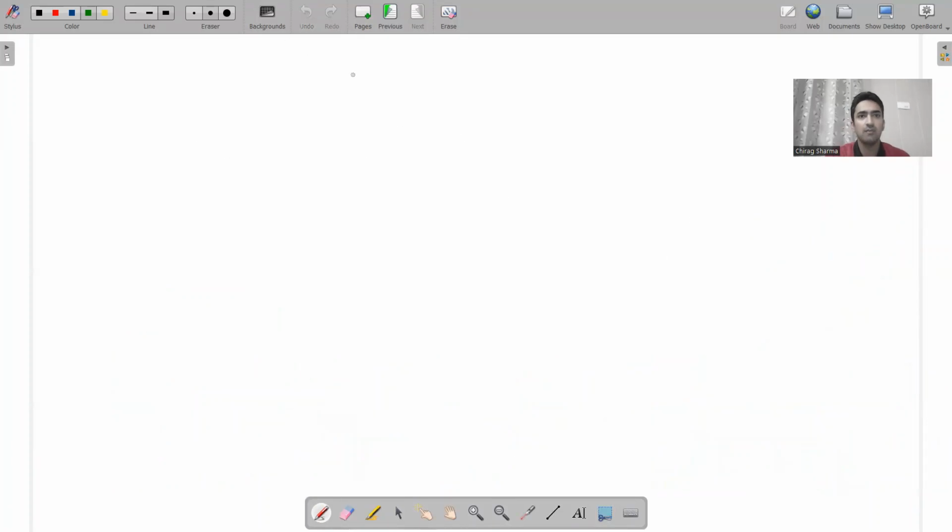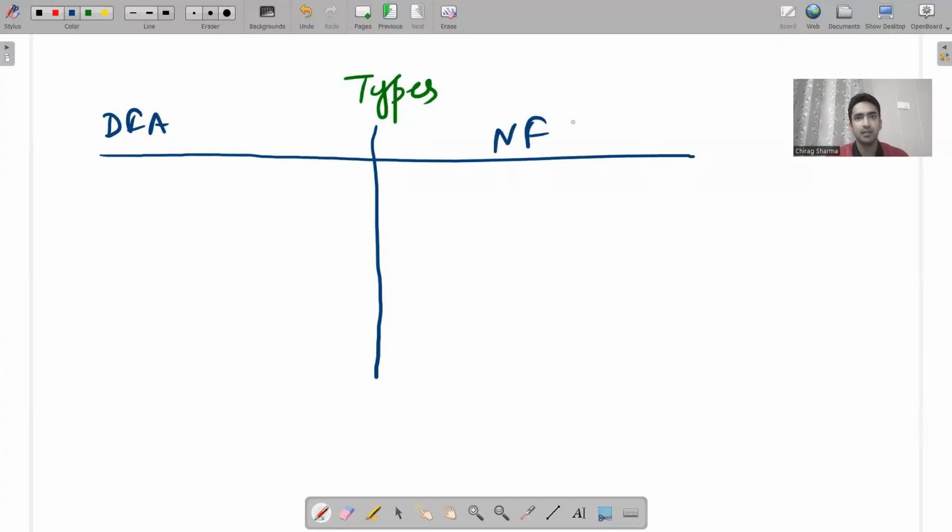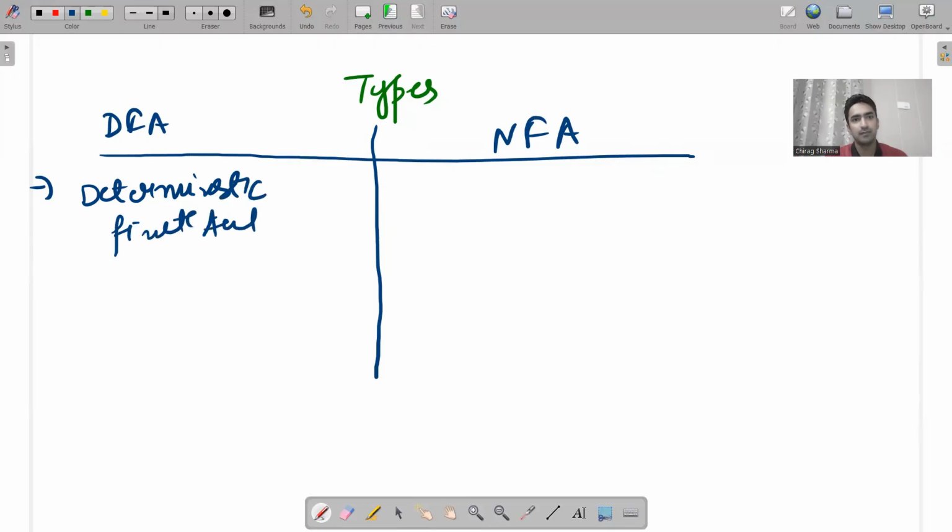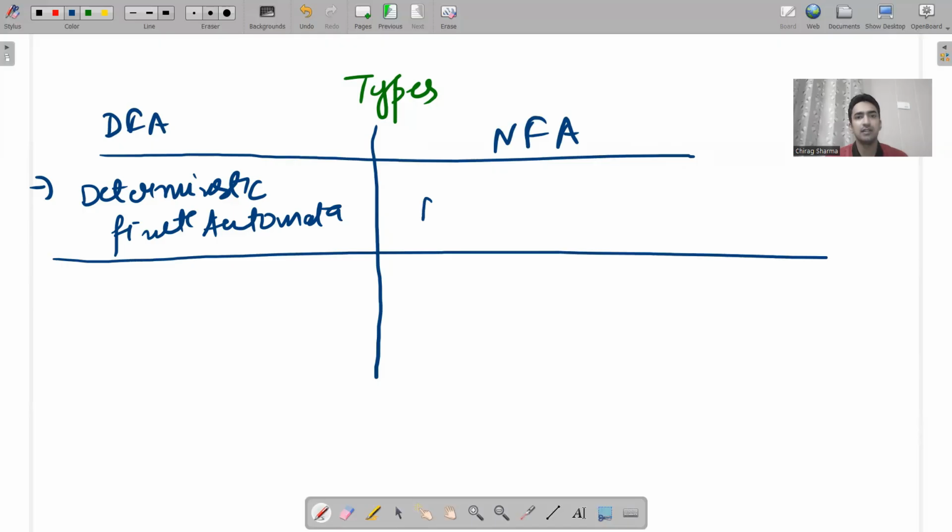Now I was talking about types. So let me write those. One is DFA, one is NFA. The first difference between them is it is known as deterministic finite automata. The terminology difference, and this is known as non-deterministic finite automata.